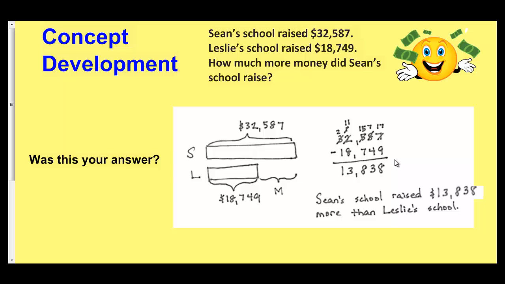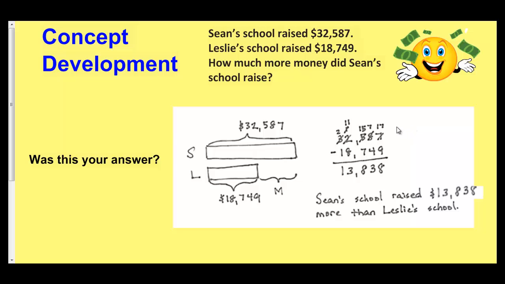So in order to do that, I use subtraction. You can see here that I was not ready to subtract in the ones, so I had to decompose. And I was not ready to subtract in the hundreds, so I had to decompose. And I was not ready to subtract in the thousands, so I had to decompose. So Sean's school raised $13,838 more than Leslie's school. And the only thing this does not show is checking for reasonableness.